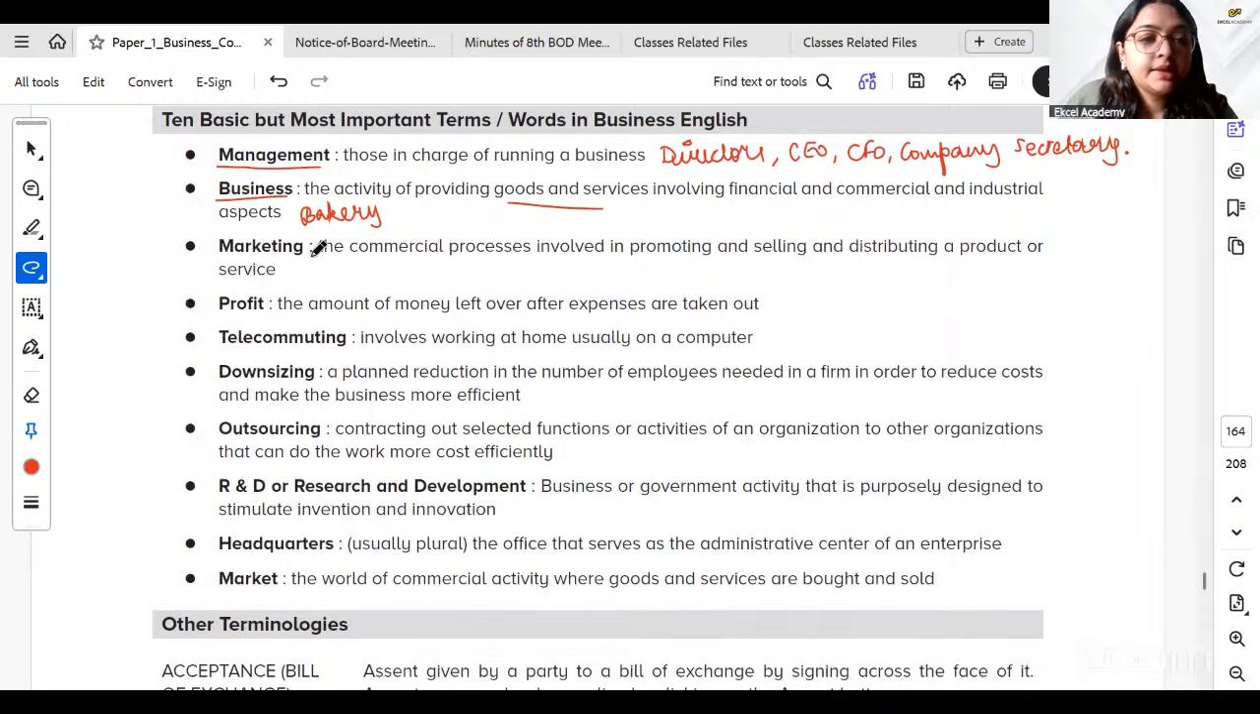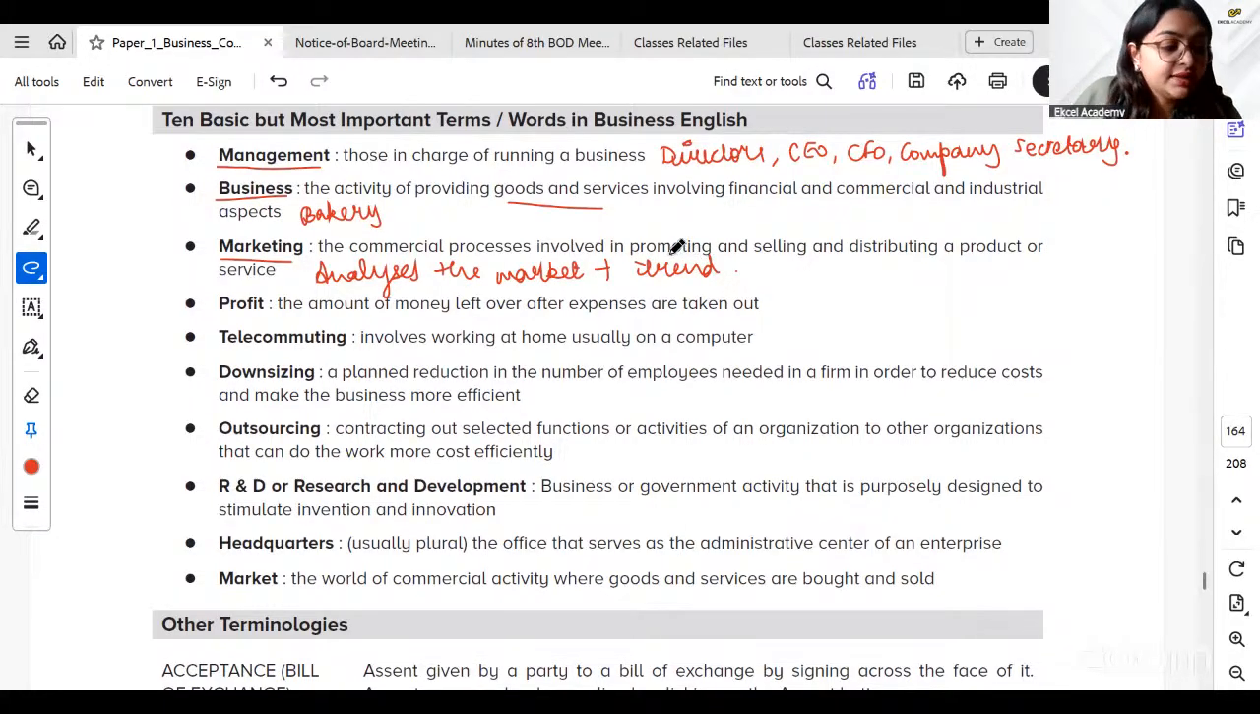All right, marketing. The commercial process involved in promoting and selling and distributing a product or service. We have been discussing marketing time and again, where we saw an example of social media marketing, right? So what marketing does is it analyzes the market as well as the trend. That is, what are the customers buying, what do they like, and then according to that they will make a strategy to sell your company product.